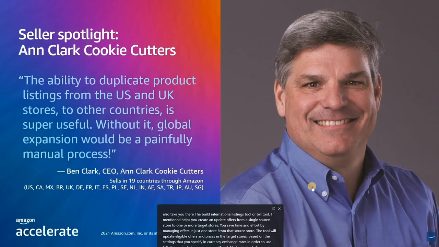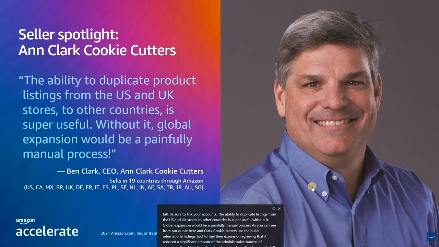The ability to duplicate listings from the US and UK stores to other countries is super useful. Without it, global expansion would be a painfully manual process. As you can see from our quote here, Ann Clark Cookie Cutters used the Build International Listings tool to fuel their expansion, agreeing that it reduced a significant amount of the administrative burden of migrating their US listings to other Amazon stores, reinforcing that it's something you too should make sure you look into utilizing on your journey towards global selling.